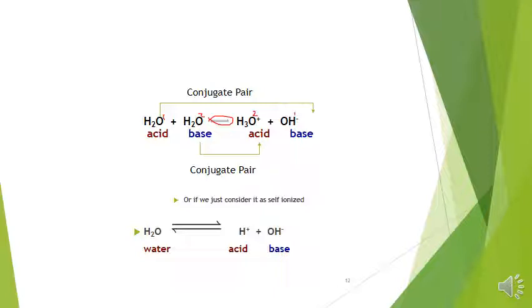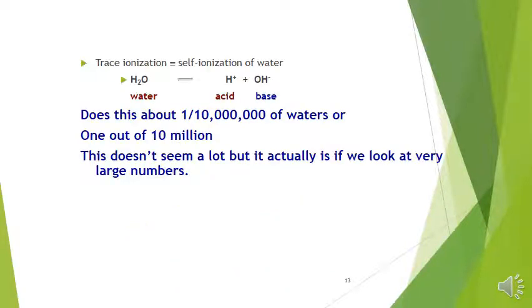We can tell by the fact it's a double arrow. Sometimes we can just write the equation as one water splitting into H plus and OH minus, and this is actually the way we'll consider it. This is called the self-ionization of water. It splits apart, but it doesn't look like it happens very much. It only happens to about 1 out of 10 million waters.